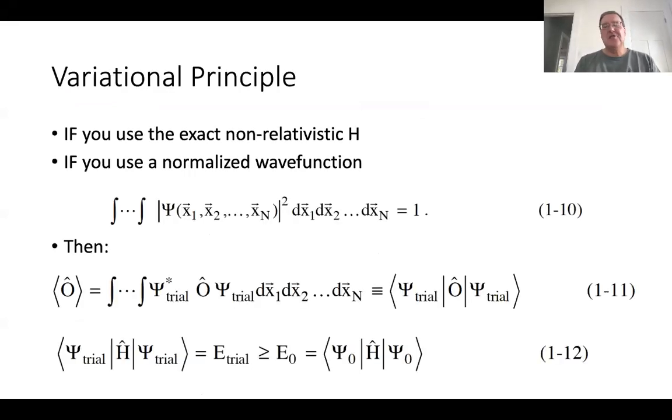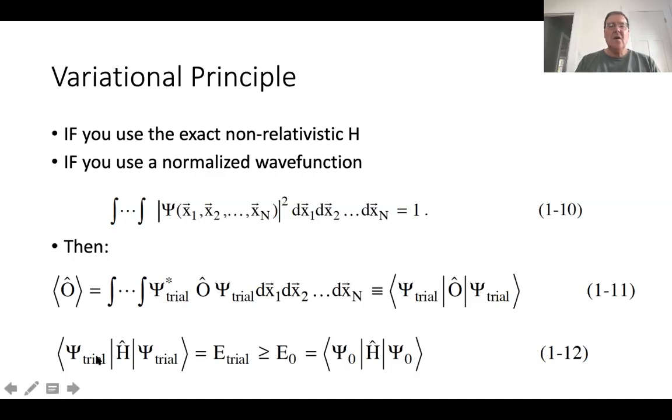All right, the variational principle. There's a lot of math on that slide, but let me say three things. If you use the exact non-relativistic Hamiltonian, so we can talk about what relativity does to this, but let's assume that we're working on lighter atoms, say the top five, maybe at least five rows of the periodic table. And you use a wave function that's normalized, and it's easy enough to fix it up if it's not normalized.